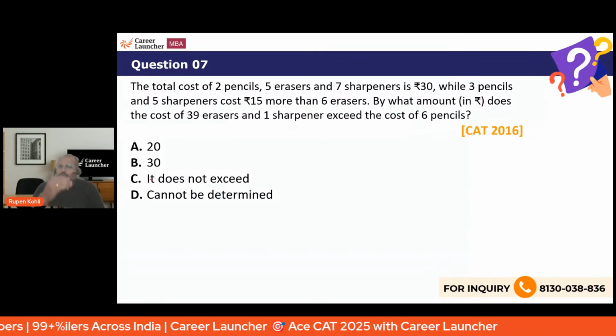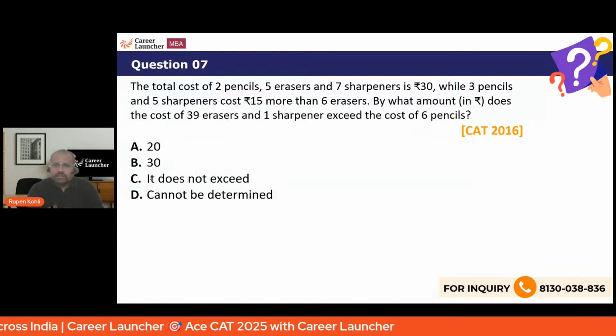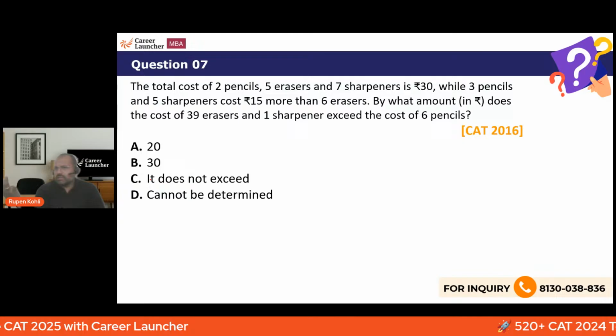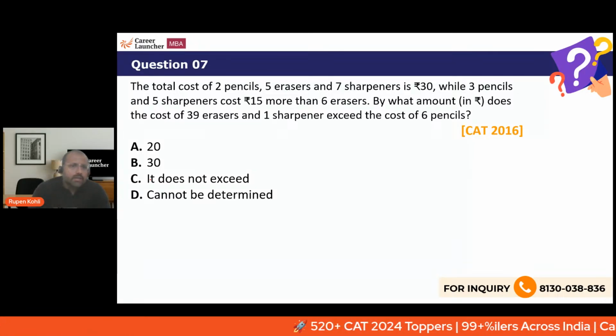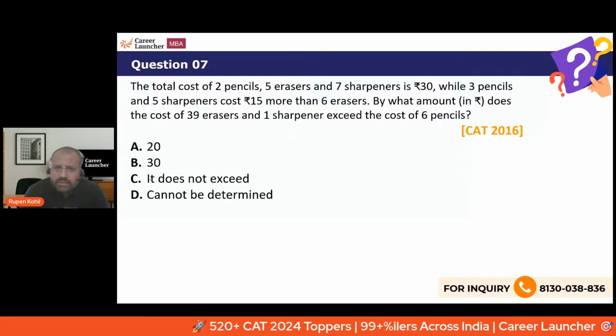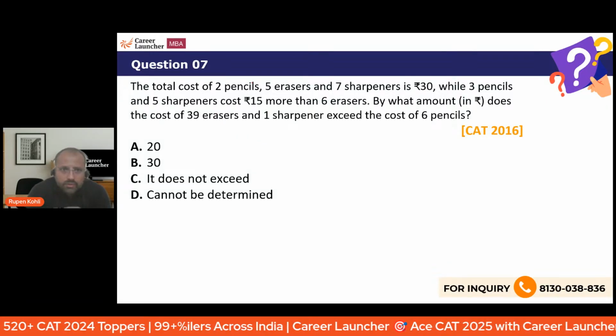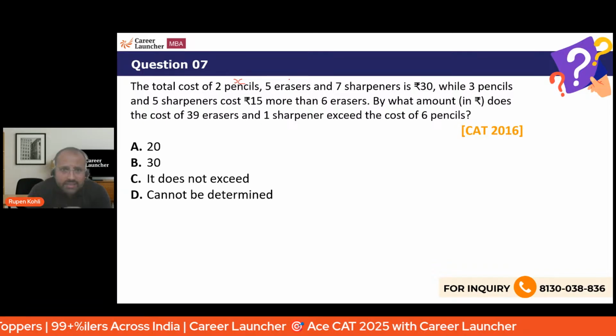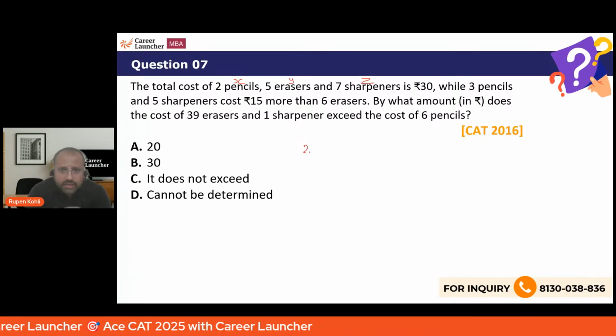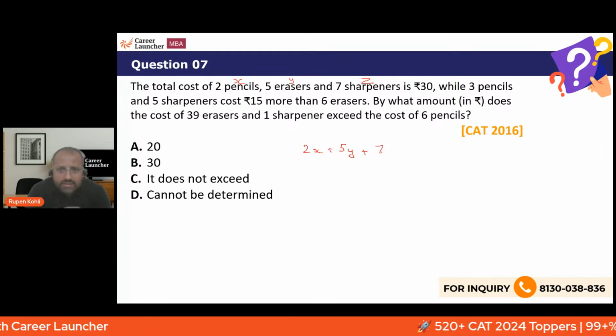So it's quite on similar lines, where you can see that there are three parameters and two equations, and we are asked then to find something, right? So let's go ahead with this one as well. The total cost of, so let's say pencils are X, erasers are Y, sharpeners are Z. So first condition is that 2X plus 5Y and 7Z is 30. Perfect.